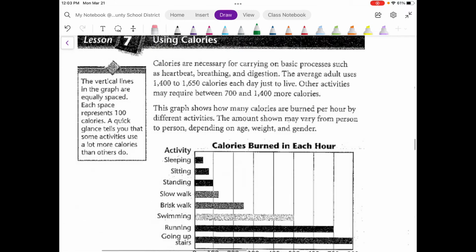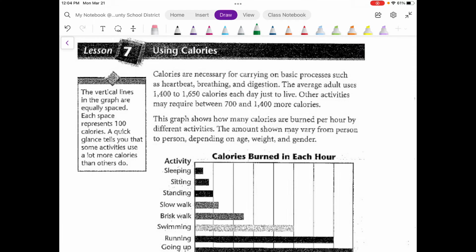Going on to lesson number 7, using calories. Calories are necessary for carrying on basic processes such as heartbeat, breathing, and digestion. The average adult uses 1,400 to 1,650 calories each day just to live. Other activities may require between 700 and 1,400 more calories. This graph shows how many calories are burned per hour by different activities.